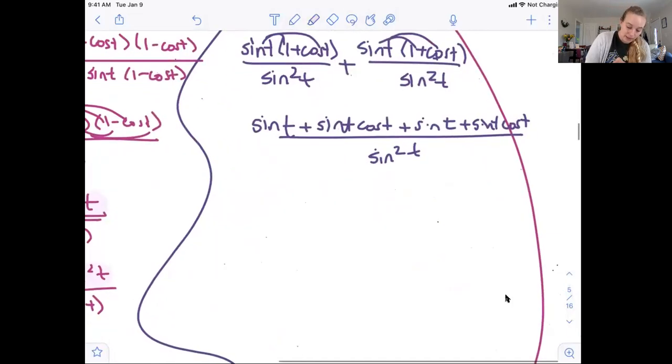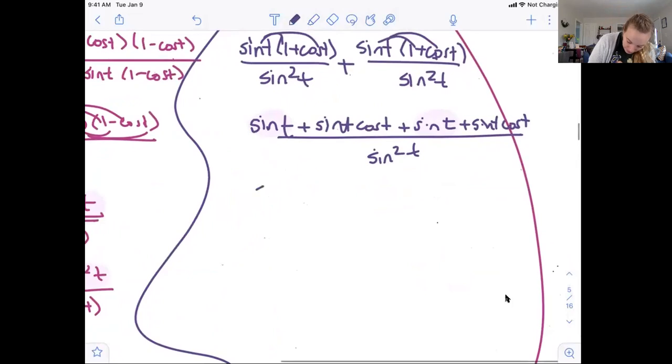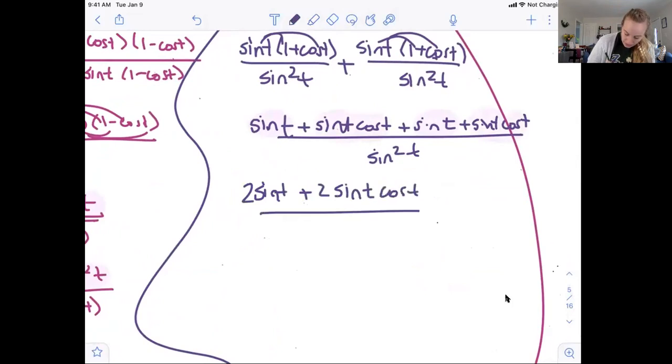Now I'm going to combine my like terms. I've got sine and sine, so I've got two sine t. And then I've got sine t cos t and sine t cos t, so I've got two sine t cos t. And all of that's over sine squared.